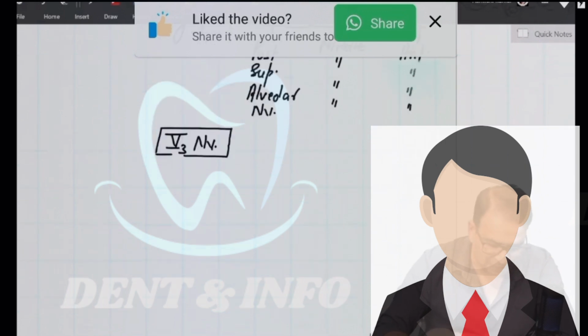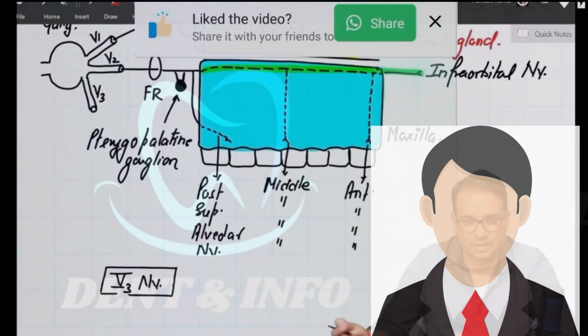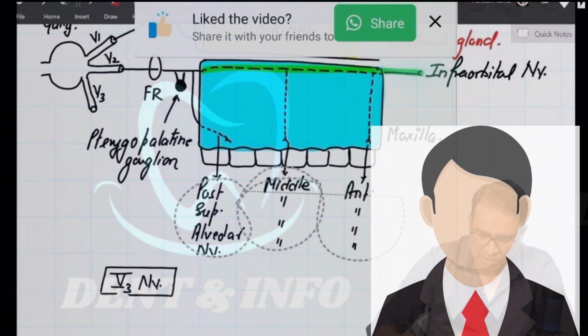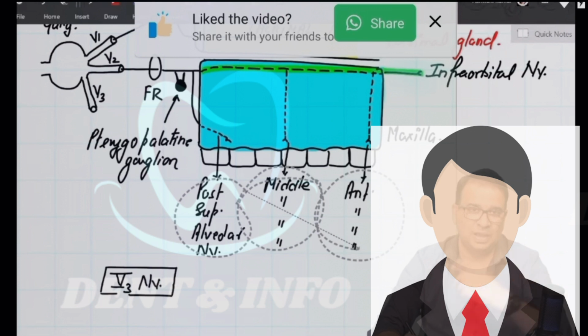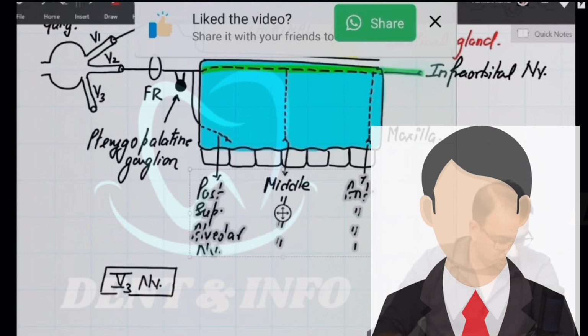Vishmaya, the maxillary sinus is supplied by all these three. That's what we said here. Posterior superior also, middle superior also, anterior superior also. All three nerves, which are branches of the maxillary nerve, are supplying the maxillary sinus. So that's the answer. Exactly, Priyam. Exactly. That's how it is here.